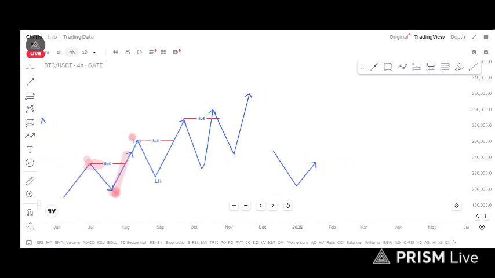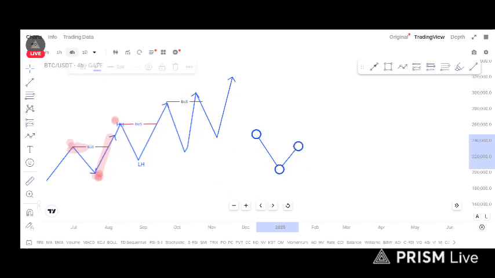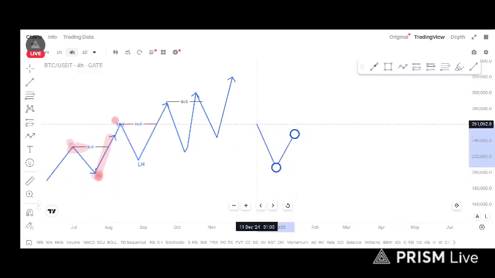Okay, that's what we want. Now we are done with an uptrend. Now let's look at a downtrend.